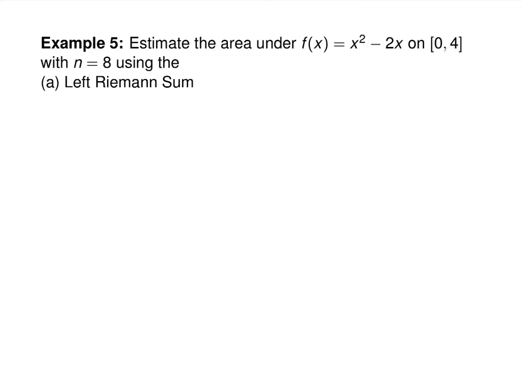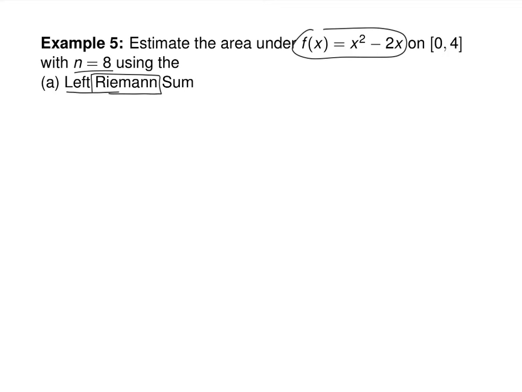Okay, so now we're gonna do the same thing as yesterday, except yesterday, I'm pretty sure in your homework, all of the things that you found left and right sums for were always positive. I don't think they went into the negative area thing at all. So x squared minus 2x on the interval from 0 to 4, n equals 8, using a left Riemann sum. Riemann is just the name of the guy who came up with this. But left sum with 8 pieces.